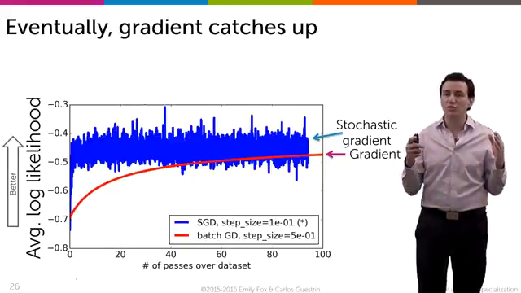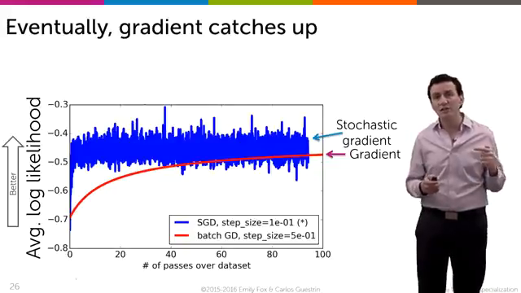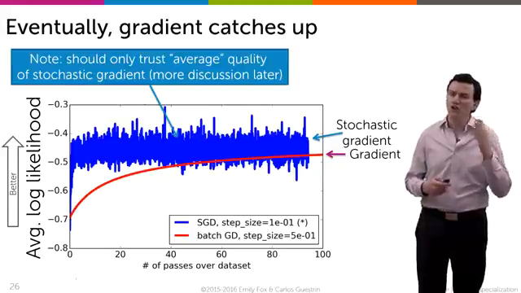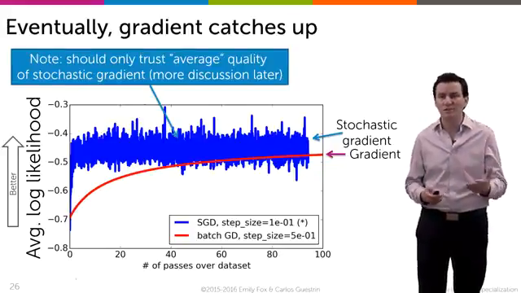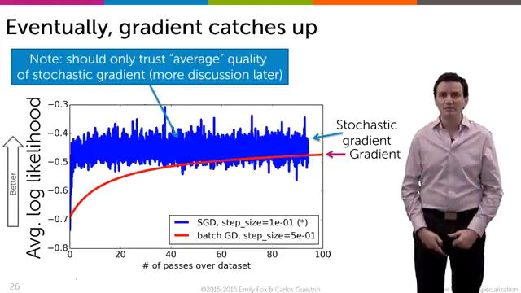So now I've extended it from 10 passes over the data to 100 passes over the data. And now you see the gradient is getting to solutions very close to that of stochastic gradient. But again, you see a lot of noise and a lot of oscillation from stochastic gradient. Sometimes it's good, sometimes it's bad. So that's the challenge there.